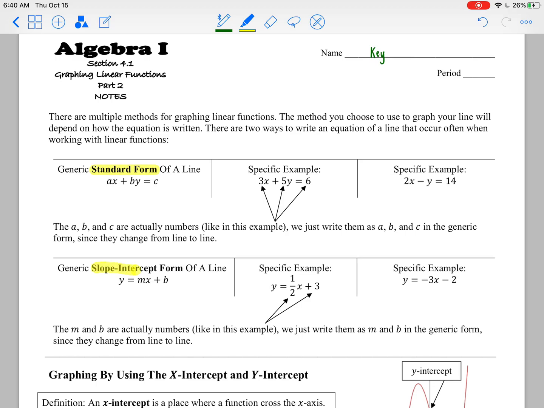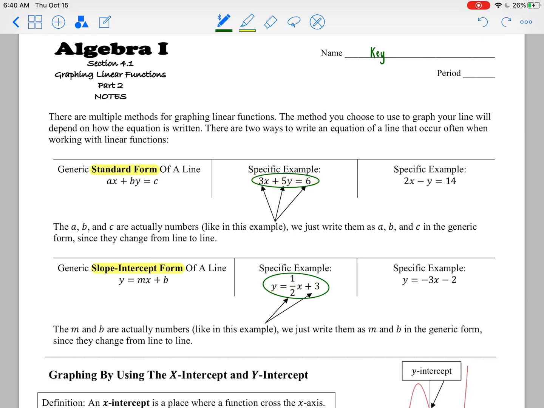So you're going to see different forms of a line. You're going to see equations that are written like this, like 3x plus 5y equals 6. That's one way to write an equation. Another way to write an equation is to get the y all by itself, like down here. And this right here is called slope-intercept form down here. This right here is called standard form.